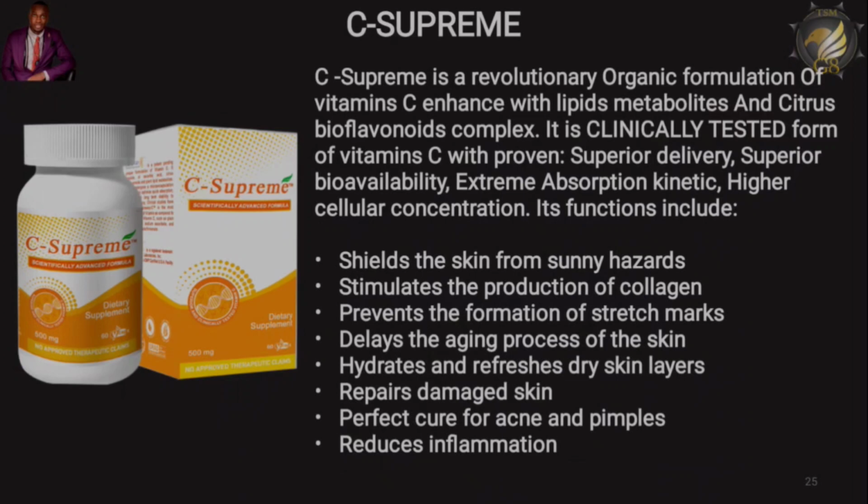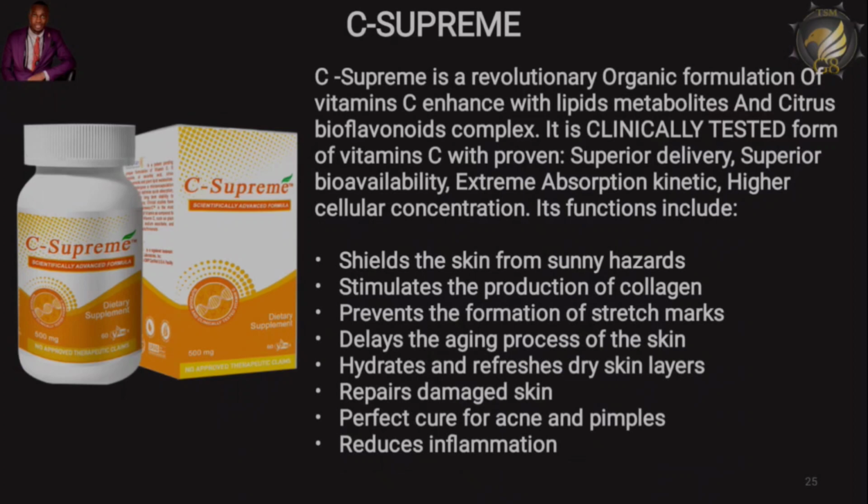So the C Supreme is a superior form of vitamin C. It has a superior form of enhanced vitamin C. Okay, so it has a number of things. It has been clinically tested as one of the most potent forms of vitamin C with superior delivery, superior bioavailability, and extreme absorption kinetics, higher cellular concentration.